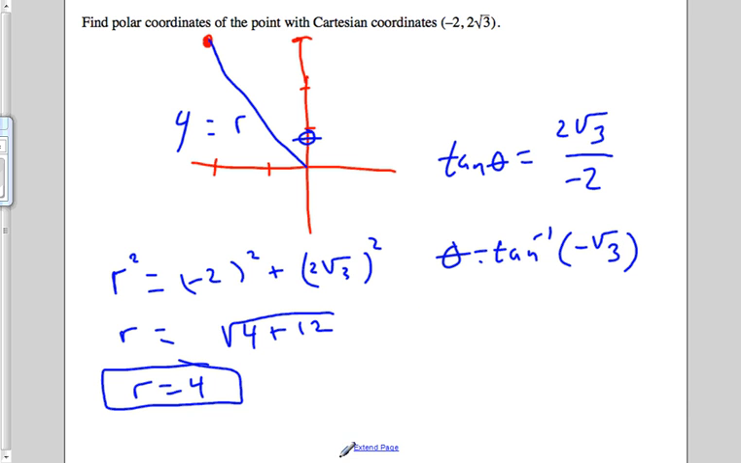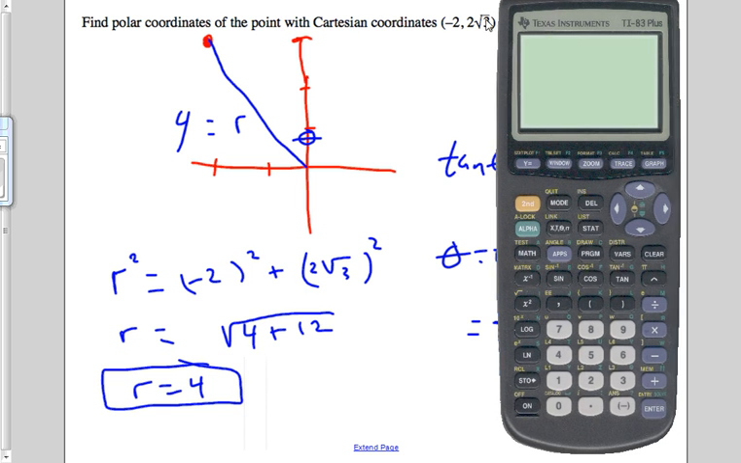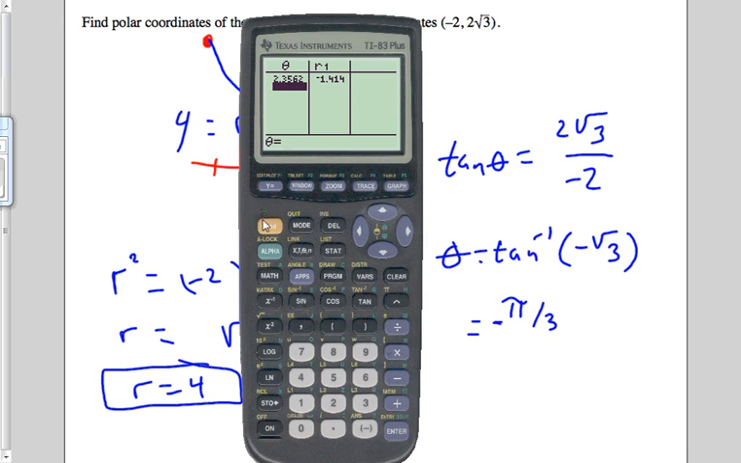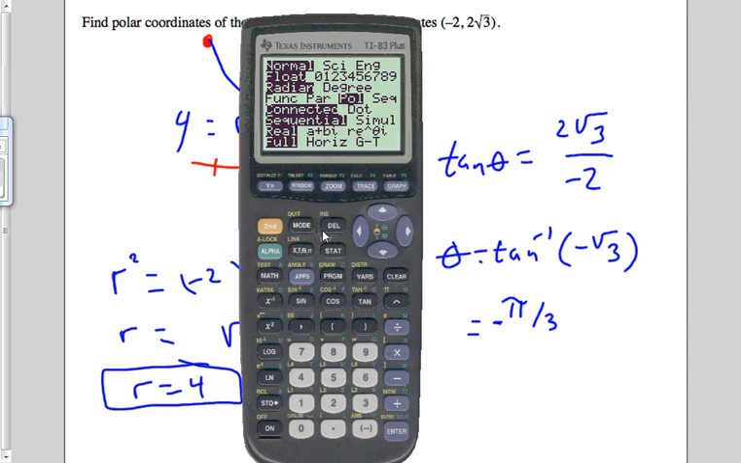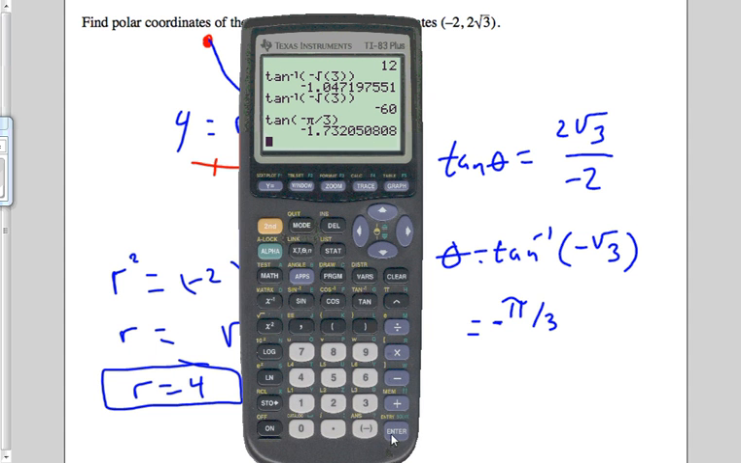Well, arctan of negative root 3 ends up being negative pi over 3. Let's just confirm that that's true. I'm pretty sure it's true. But just to show that it's true, we could do tan of negative pi over 3, making sure that my mode is right. I should get negative root 3, and that is negative root 3.